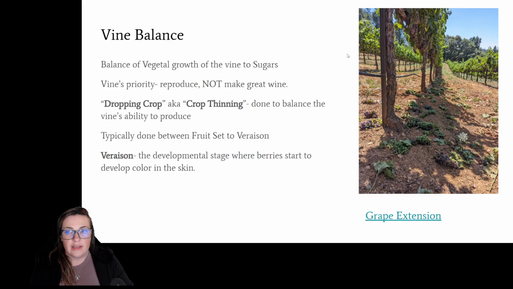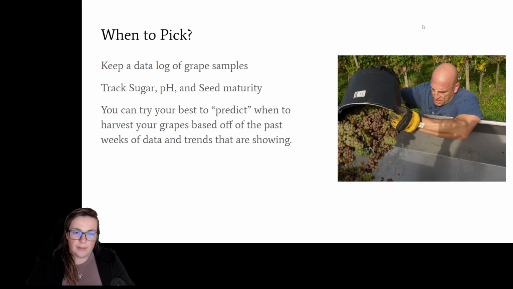And we typically do this at veraison. So right when the skins start to change color, we'll drop them in hope that the rest can ripen correctly. Cool.